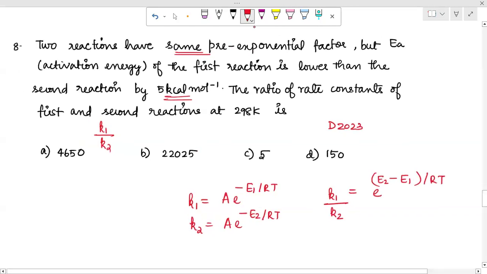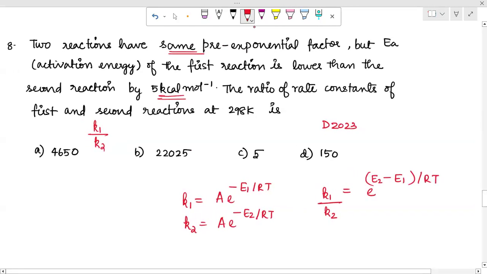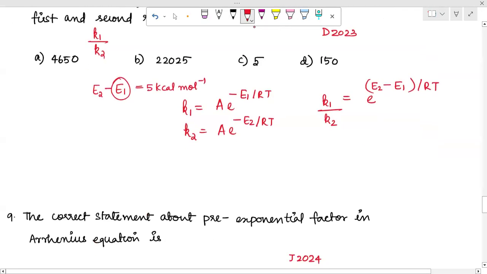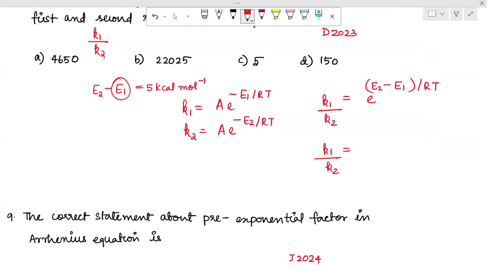Now it's already given that the activation energy of the first reaction, E1, is lower than the second. So this value is small. E1 is smaller than E2 by how much? 5 kilocalories per mole is what they have given. So I can write K1 by K2 is equal to e to the power, E2 minus E1 is 5 kilocalories, so 5000 calories per Kelvin per mole, divided by the value of R that you take.